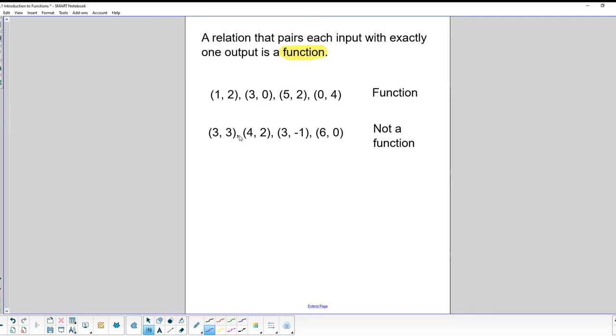So let's look at an example of that. In this one, we've got 3, 3, 4, 2. All of a sudden, the input 3 comes up again, but this time we get an output of -1. So that right there would result in this relation not being a function.